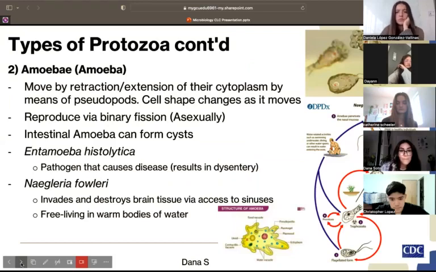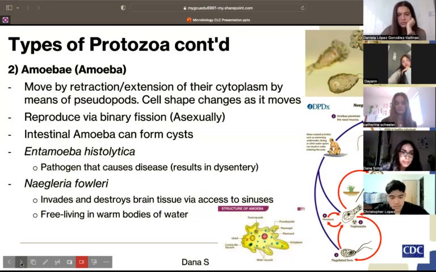And then for my second one, I have amoeba or amoebae. They move by retraction and extension of their cytoplasm by means of pseudopods, and again, that's the "false feet," and that's exactly what it stands for. That's how they get around. The cell shape changes as it moves because of the lack of a cell wall, and they reproduce via binary fission, so that's asexually. And then the intestinal amoeba can form cysts. And then I have a couple of examples there.